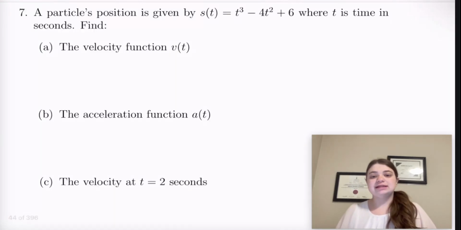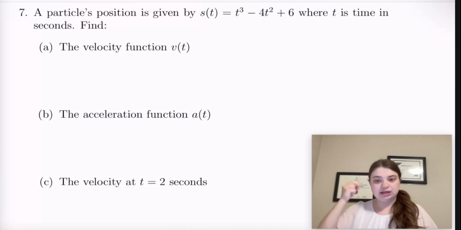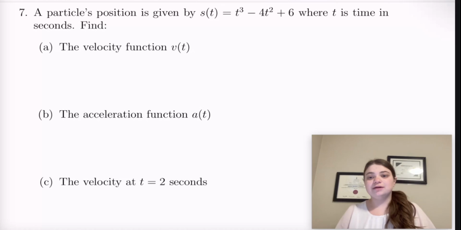All right, the next one says a particle's position is given by s of t is equal to t cubed minus 4t squared plus 6, where t is the time in seconds. Find the velocity function, the acceleration function, and the velocity at 2 seconds.